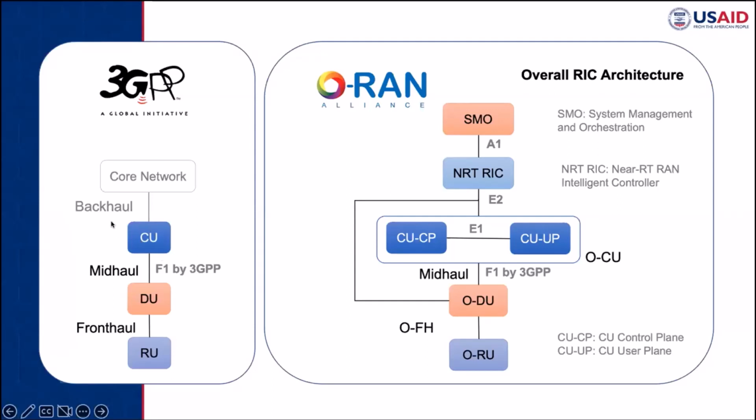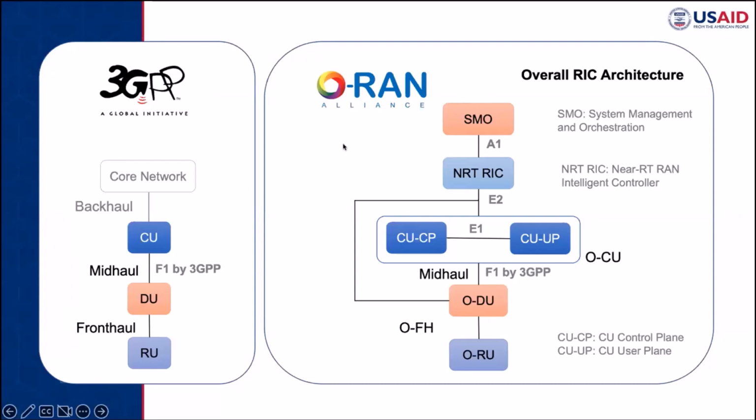Based on 3GPP, when we started to split the BBU, we now have the CU and DU connected by the mid-haul interface. The mid-haul interface is F1, which is defined by 3GPP. And then the front-haul interface is the interface between the DU and RU. Okay, so this is the 3GPP architecture.